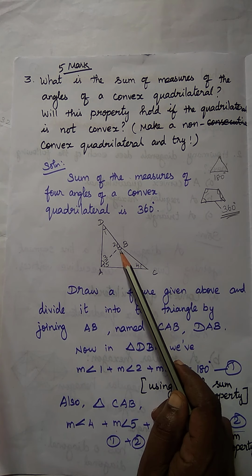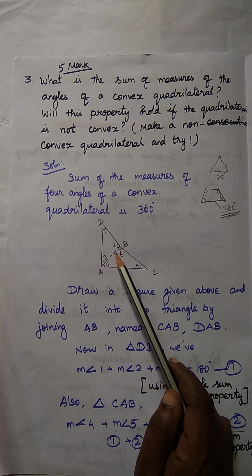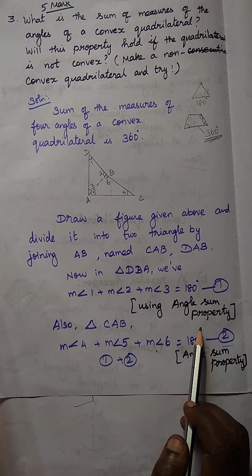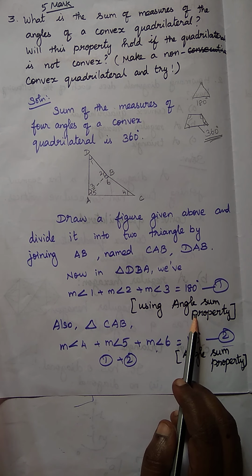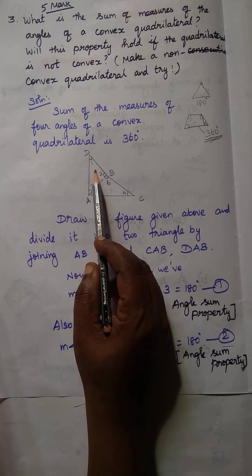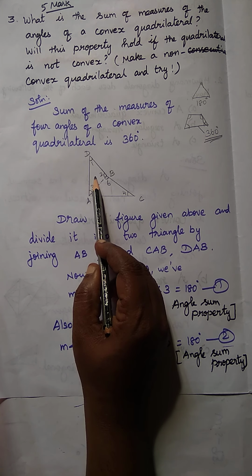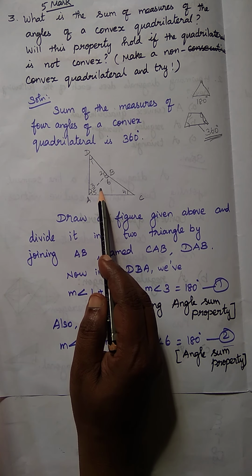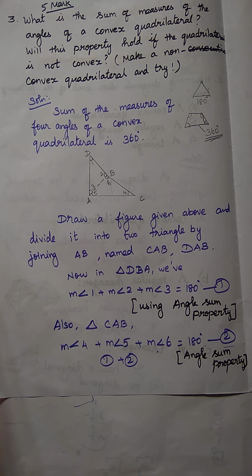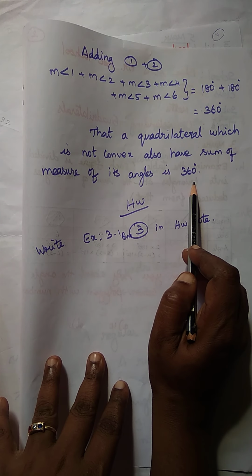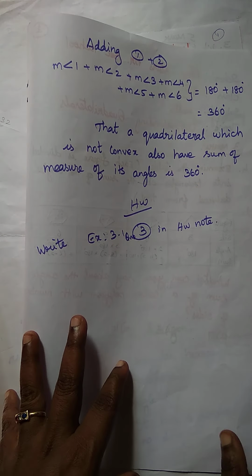So we draw a quadrilateral and divide it into two parts, and we get two triangles. In these two triangles we already know the angle sum property: the sum of the measure of the angles of a triangle is 180 degrees. So one triangle is 180 degrees, the other triangle also 180 degrees. We add these two triangles' angles and we get 360 degrees. So whether the quadrilateral is convex or not, its angle sum is 360 degrees, as we saw in the last class.